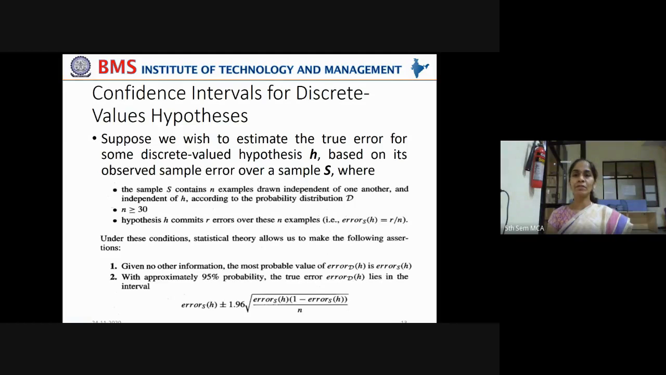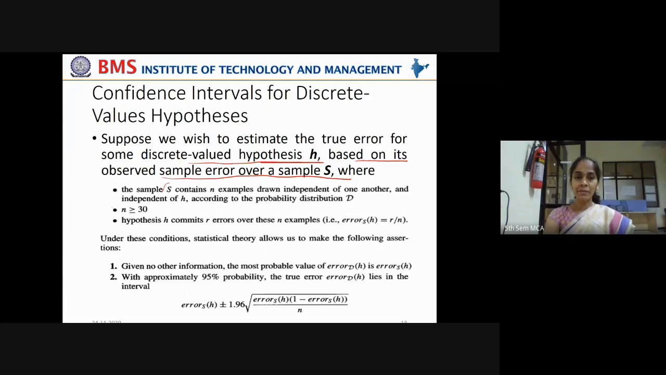Discrete valued hypothesis means you have 95% or 96% or 97%. You don't have 95.1, 95.2 like that. You're just considering the discrete values. Suppose we wish to estimate the true error for some discrete valued hypothesis H based on its observed sample error over a sample S. Now, how do you understand this problem?